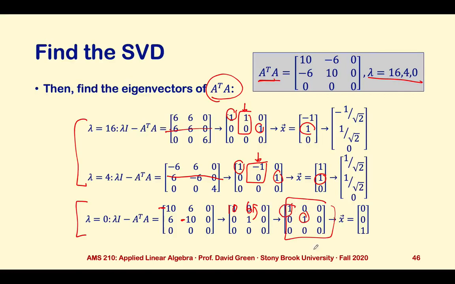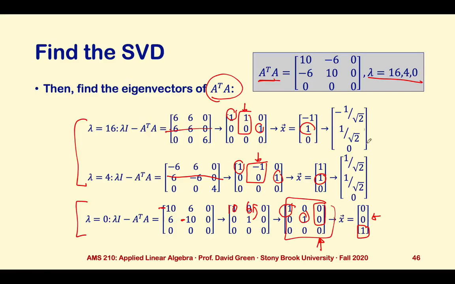2 pivots, a single free variable. We set that free variable equal to 1. Pivot values are 0. This gives us our last vector, the null space vector for A transpose A, and this is already normal because it's 0, 0, 1, so its length is 1.